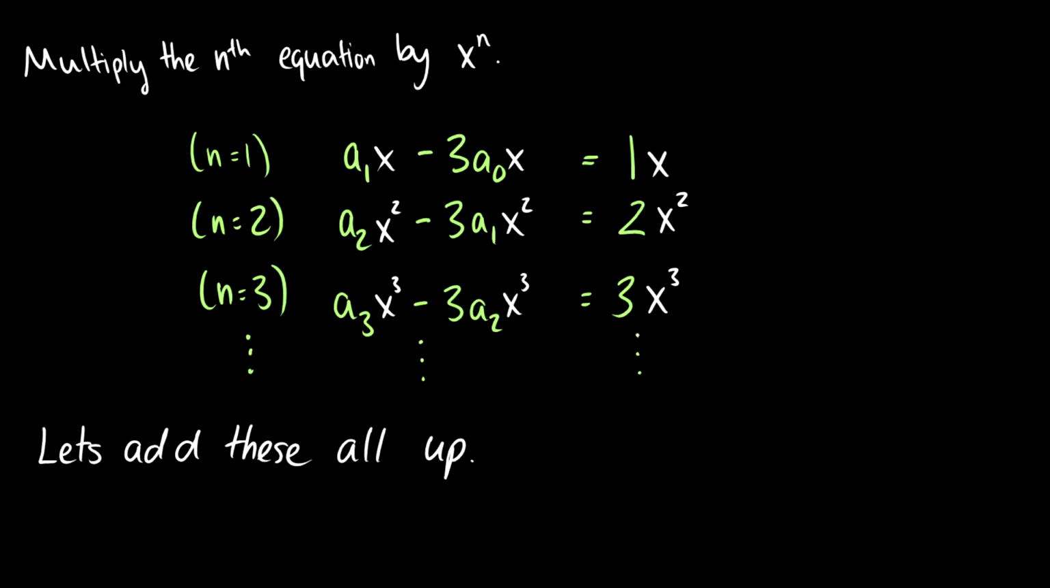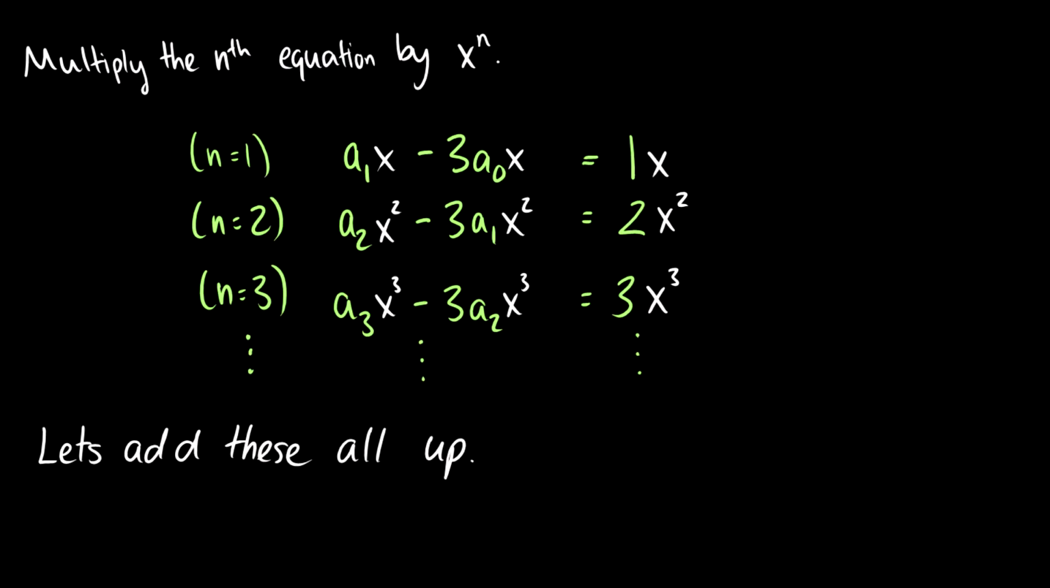So here's what we're going to do. We're going to do this for every single equation, and we're going to multiply the nth equation by x to the n. So for instance, n equals 1 is going to be a1x minus 3a0x, and this is going to equal 1x. n equals 2 is going to be a2x squared minus 3a1x squared is equal to 2x squared. So we're going to add these all up.